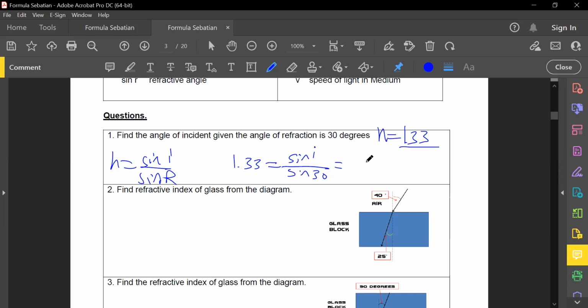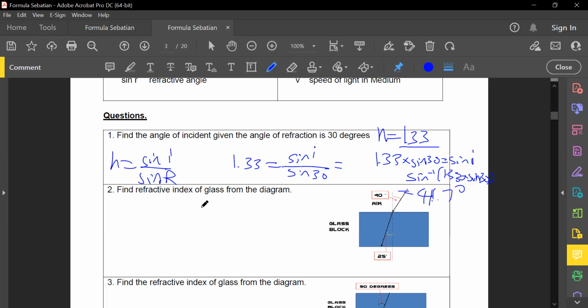Okay, anyways, the working is supposed to be like this. 1.33 times sine 30 equals sine i, right? And shift sine to the power of negative 1 of 1.33 times sine 30, guys. You're supposed to press all this in the calculator. How much do you get? 41.7, three significant figures, 41.7 degrees, guys. You're supposed to get this.